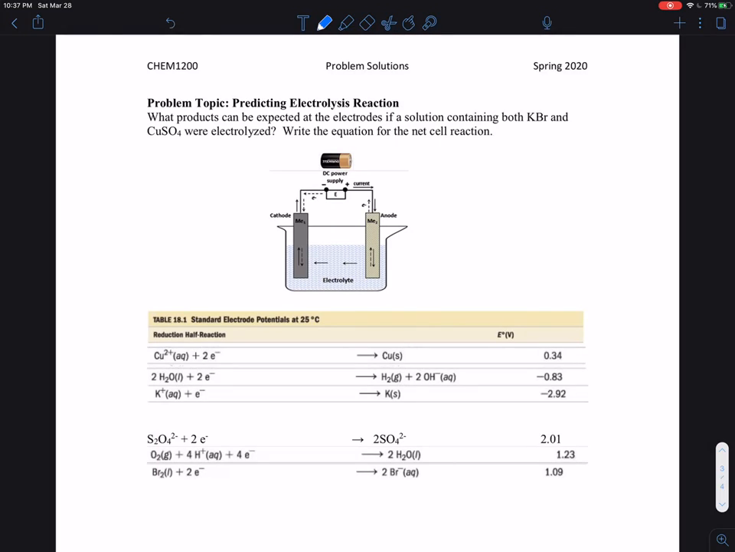Okay, so this is problem number 3 of our discussion problems. This problem is asking about predicting the electrolysis reaction. Actually, this is the most important clue. There are two types of electrochemical cell. One is the galvanic cell, also known as the voltaic cell.